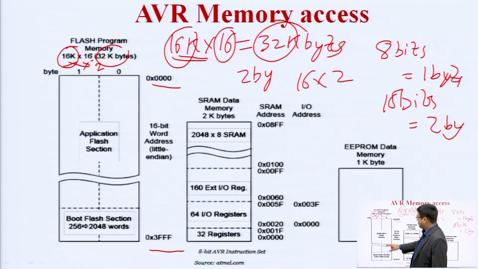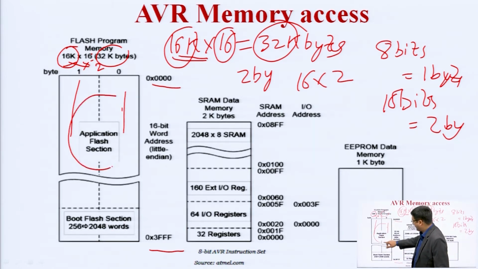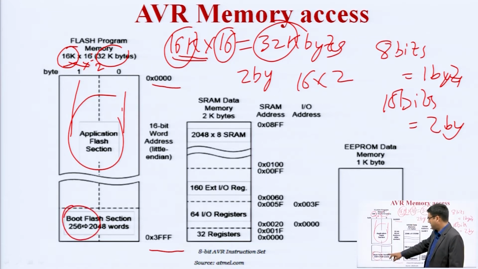And each has two sections. This is the 0 segment, this is the 1 segment, and it is dedicated to the application flash section. So here you are seeing the term boot flash section. Boot flash section has a range of 256, so basically 2048 words.